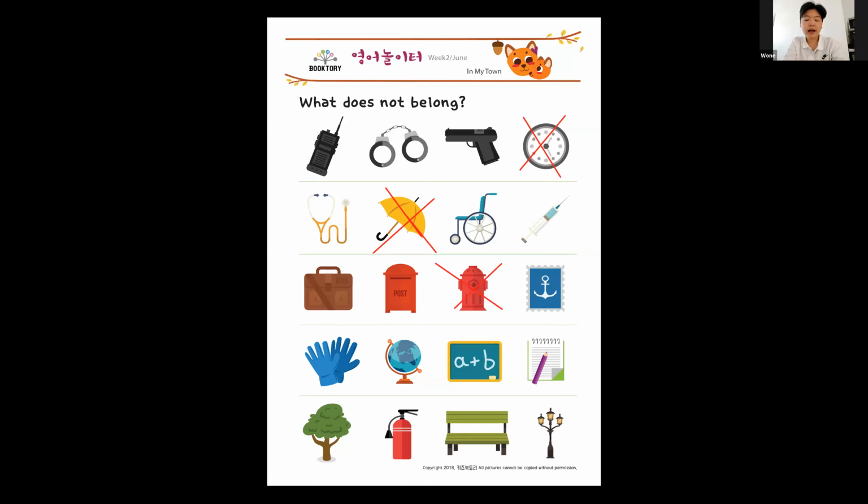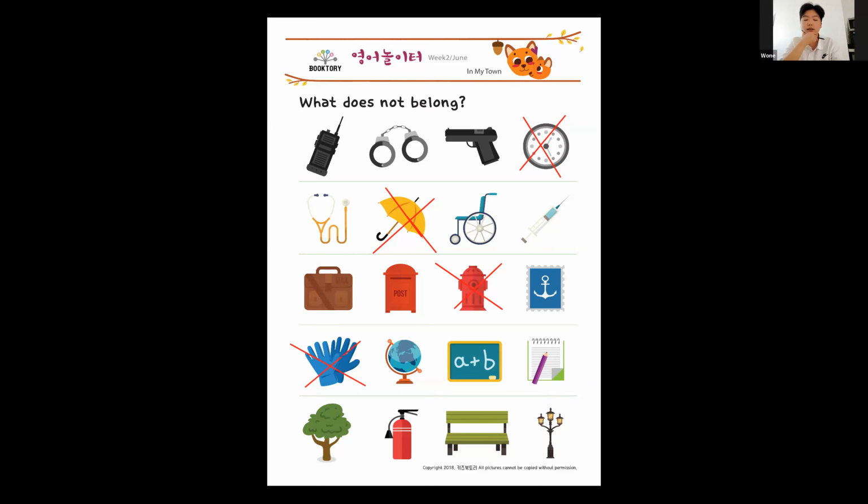The next one we have safety gloves, a globe, a blackboard that says A plus B, and finally, we have a notebook. Where are we going to find these items? We can find these items in a school. Very good, school. But which item does not belong? I think the safety gloves do not belong.